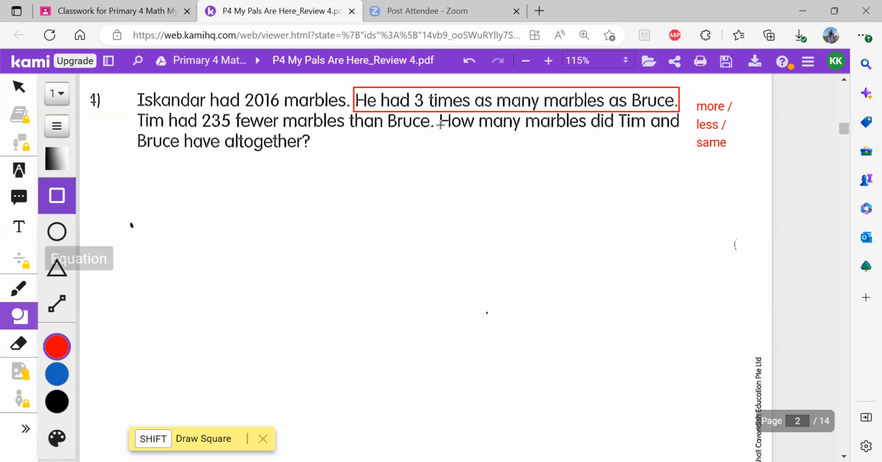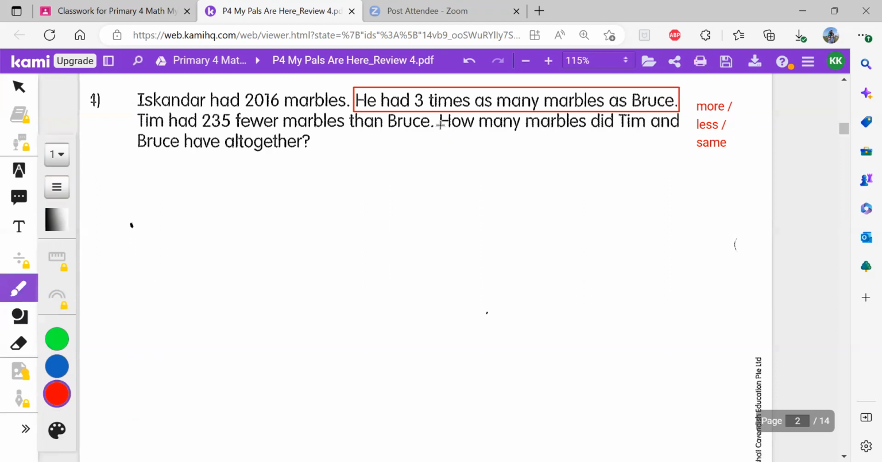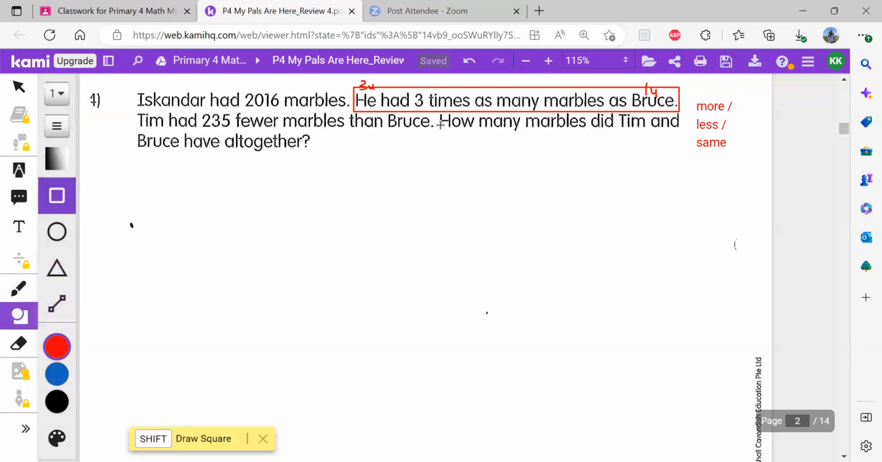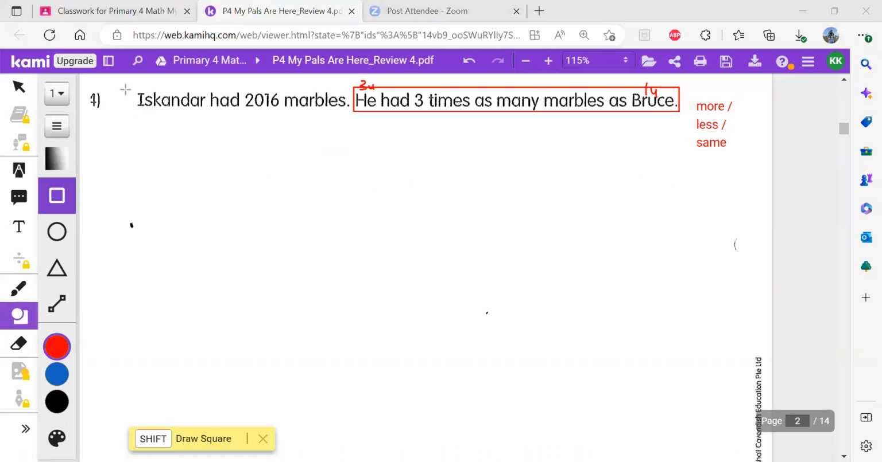If 3 times means the first person is 3 units, the second person is always 1 unit. Yeah, 3 units, 1 unit. So I know that Iskandar has more, isn't it? So once I know who has more, who has less, I am ready to draw the model. So I'm going to draw a model from this sentence, ignoring every other sentence. I'm going to just block it up. Only looking at this one. Iskandar has 3 times as many marbles as Bruce.